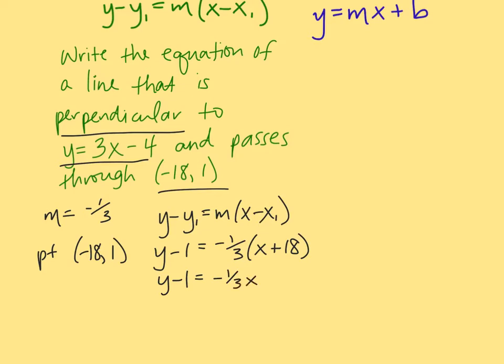And the negative 1/3 times positive 18 is negative 6. We're taking a third of 18, a negative third of 18 rather. Okay, so let's add 1 to both sides. When we add 1, this went away, and we'll add 1 here, we'll get minus 5. And there we have it. A line that is perpendicular to this line and passes through the point negative 18, 1. Notice that we did not care about the y-intercept of this line. When you see perpendicular or parallel, you only care about the slope.